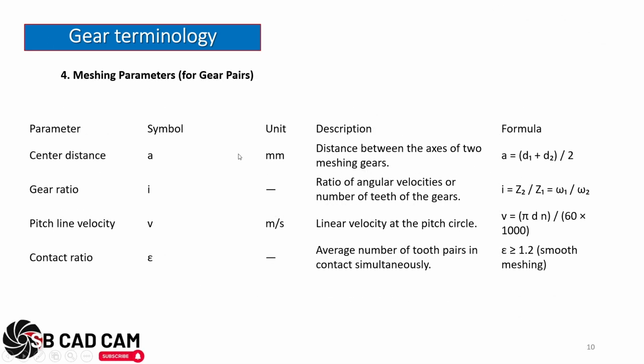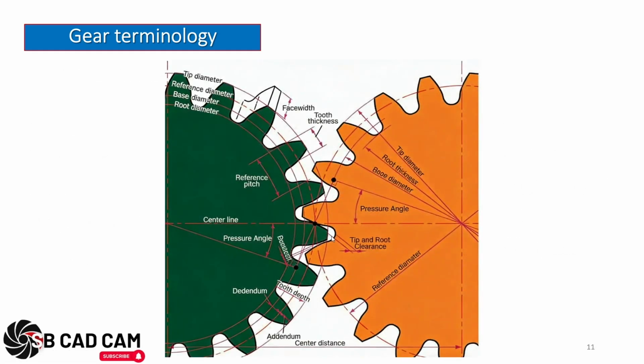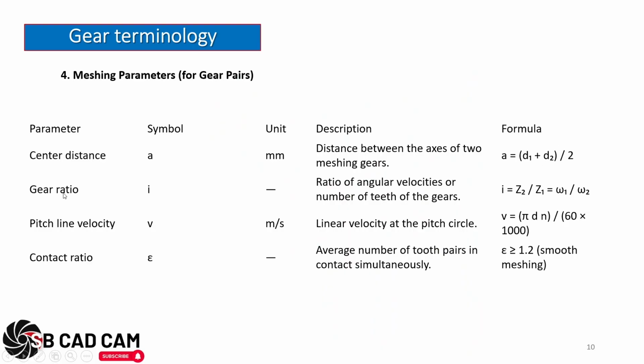So now we will see the meshing parameters. Center distance, it is the distance between two gears. The gear ratio, it is the ratio between the number of teeth or the velocities. The pitch line velocity, we calculate the linear velocity of this gear, and the contact ratio is the average number of tooth pairs in contact simultaneously. It is 1.2 for smooth meshing.